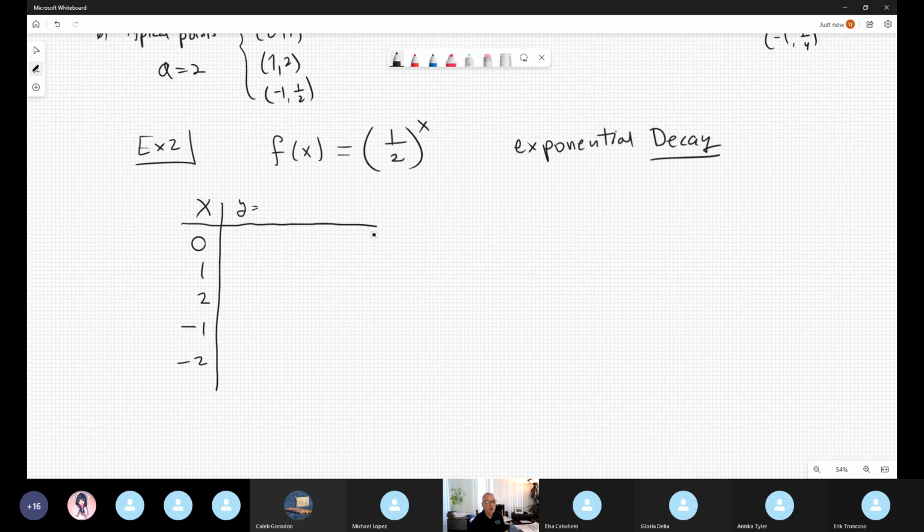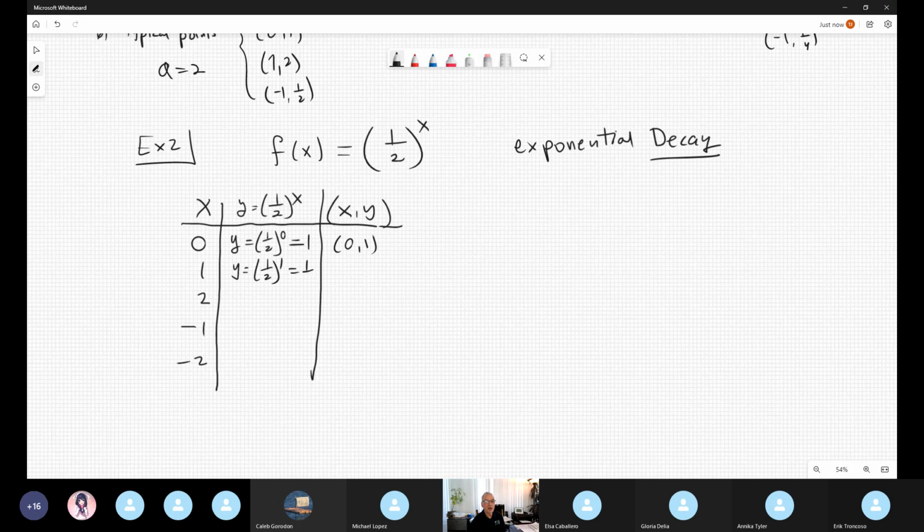And now it's y equals 1/2 to the x. And this is the point x, y. Oh, I know that 0 is universal. It's 0, 1. Nice. Because 1/2 raised to the 0 power is 1. Any number, it doesn't matter if it is a fraction or decimal or whatever, raised to the 0 power is 1. However, x equals 1 gives 1/2 raised to the 1 power, which is obviously 1/2. So 1, 1/2.